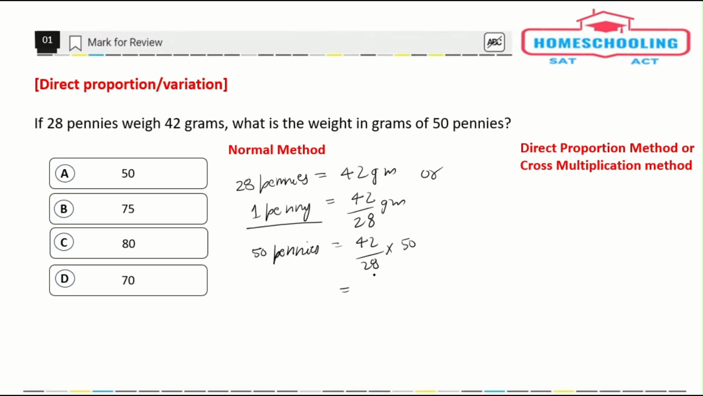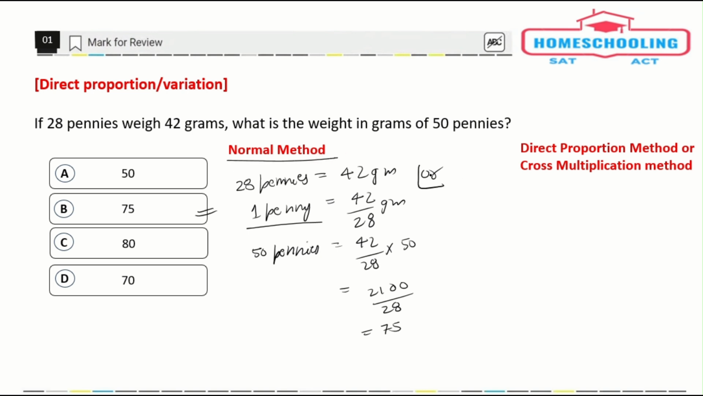42, 21, 28, 5 2s are 10, 210. Don't think I am going to need the calculator. 2100 divided by 28, that would be, let me put it on the calculator, 75. So option B is your correct answer. So this method is your normal method.